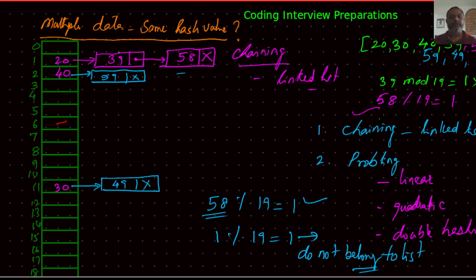So that's how chaining helps us in working with values having the same hash value. So when multiple keys have the same hash value, then we can go for the linked list approach. This is called chaining. About probing, we'll look at in our coming session.